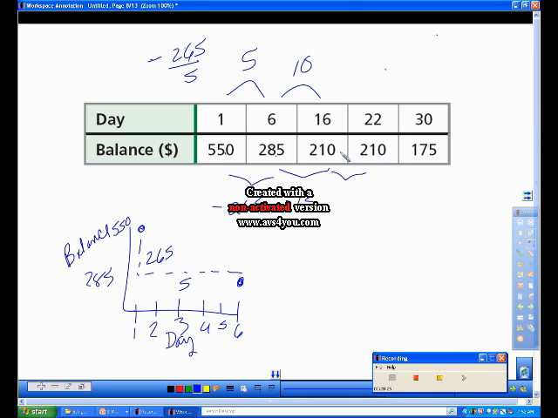Here, our y change, 210 minus 210, is 0. Okay, so it didn't change vertically at all. 22 minus 16 means it increased by 6 days. So the rate of change here would be 0 over 6. So if you're given the information in a chart, you can definitely graph it this way, but you do not have to. Sometimes it's easier just to subtract.